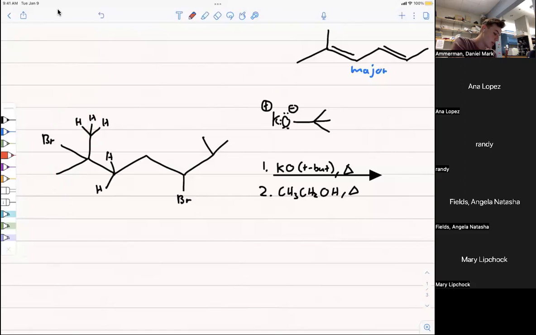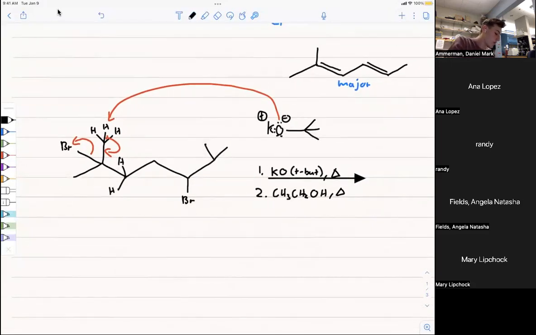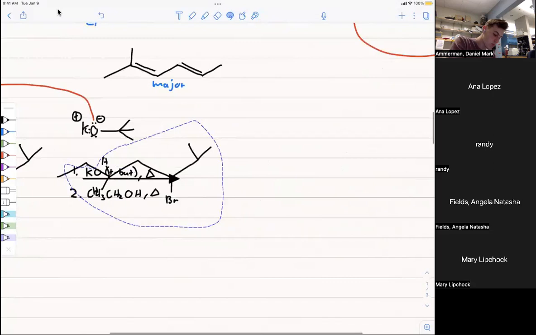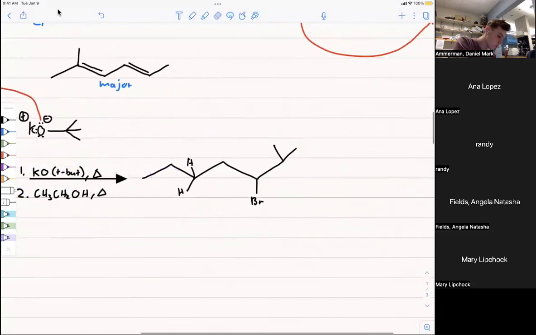So the electrons in this are going to come grab one of the H's. The electrons are going to move in to make our pi bond, and the leaving group's going to leave. So bond formation, bond formation, bond break. So that's going to be our first one. And if you put the double bond over here, it's the same thing.